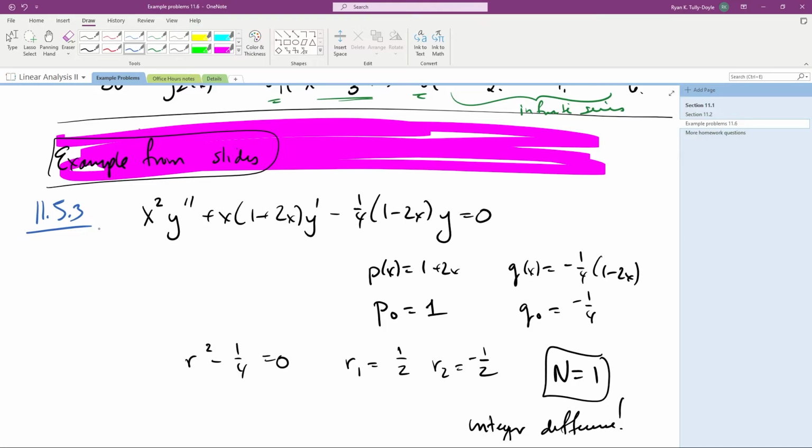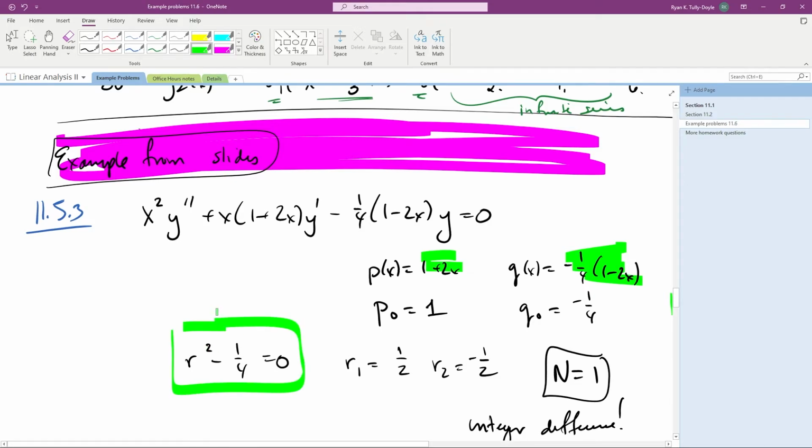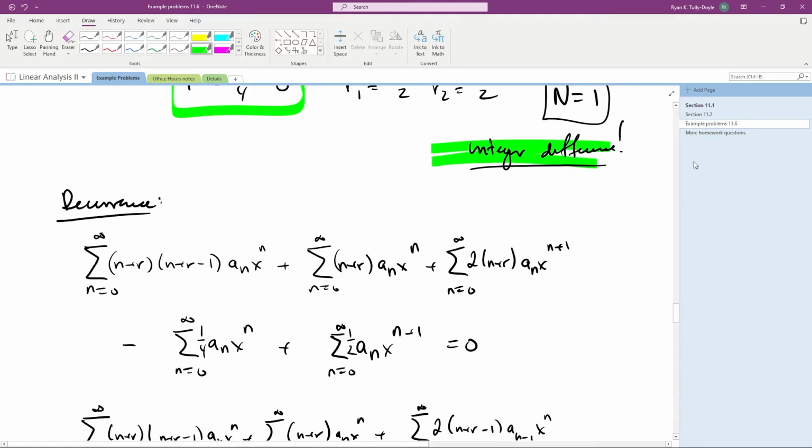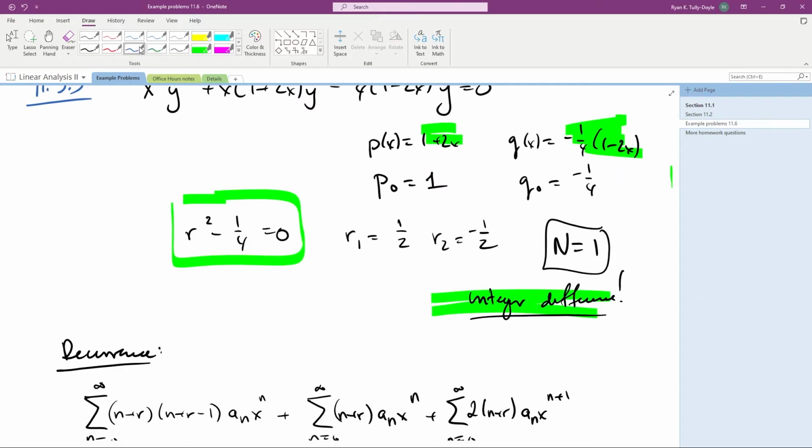So with the differential equation, x squared y double prime plus x times (1 plus 2x) y prime minus a quarter times (1 minus 2x) y, we can pick out p of x and q of x like usual. So p is 1 plus 2x and q is everything attached to the y, which means that p naught and q naught are easy to pick. And what we end up with in this case is the initial equation collapsing to r squared minus a quarter, and so we end up with roots that are 1/2 and minus 1/2. So again, we are in the case of an integer difference because there's a gap of 1. And so once again, if there's going to be a trouble term in this series, it's going to be b1. That's where the trouble will be if there's going to be trouble.